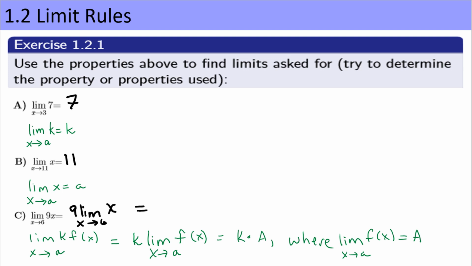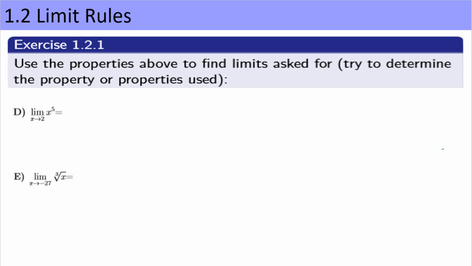Continuing. Now we need to determine the limit itself, and so the 9 stays put, and we know how to find the limit as x approaches 6 of x. That's similar to part B, and so we'll multiply that by 6, and so the answer is 54. Let's continue. Part D. Find the limit as x approaches 2 of x to the 5th.